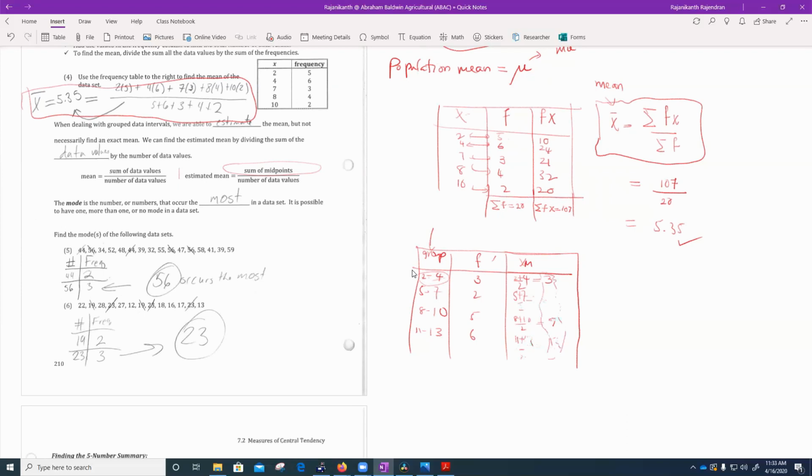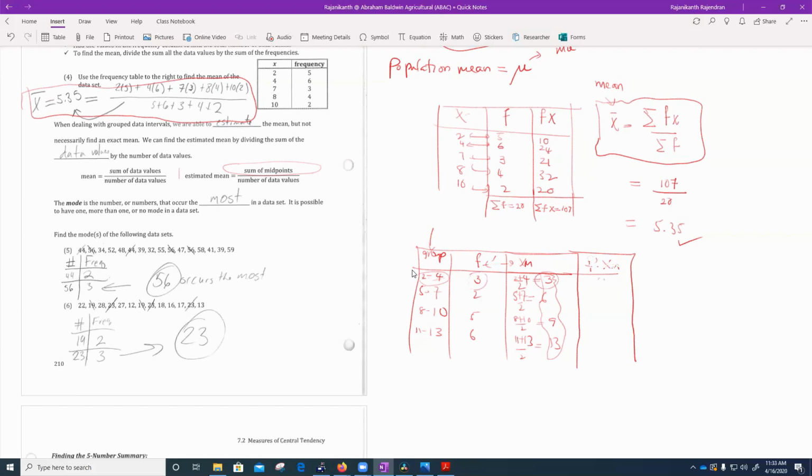Now you know your x values. You have to treat all of these as your x values. Now you have to do what? You have to multiply, like we did before, f and xm. So that is f times xm. Simply multiply the frequency with the number you got for xm.